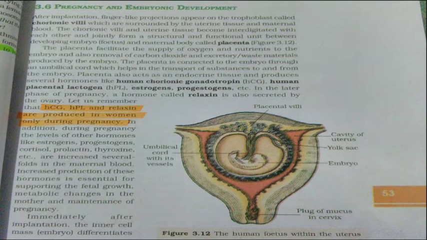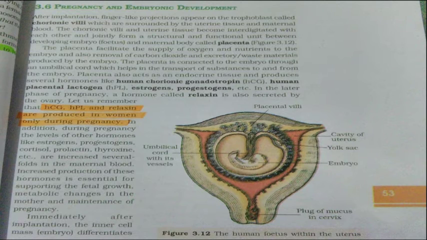The placenta facilitates the supply of oxygen and nutrients to the embryo and also removal of carbon dioxide and excretory waste materials produced by the embryo. The placenta is connected to the embryo through an umbilical cord, which helps in the transport of substances to and from the embryo. Placenta also acts as an endocrine tissue and produces several hormones like human chorionic gonadotropin, HCG, human placental lactogen, HPL, estrogen, progesterone, etc.